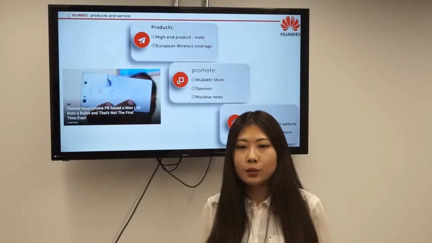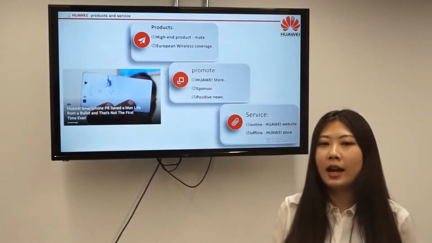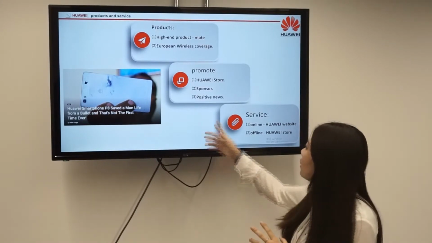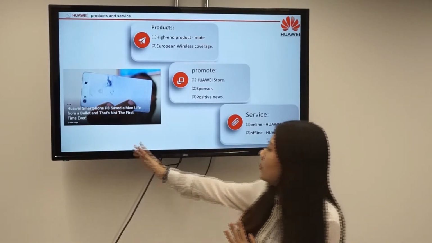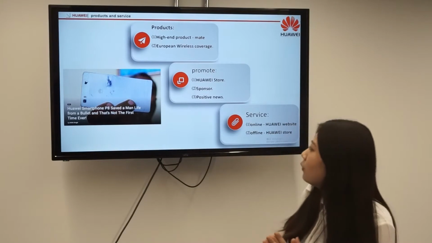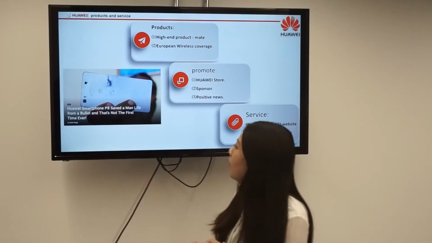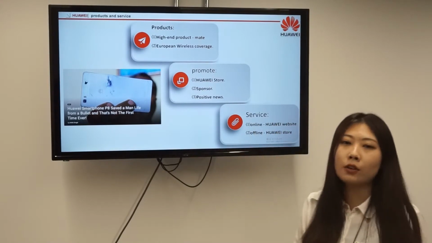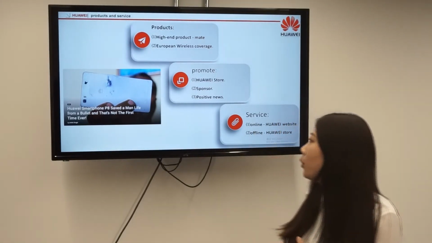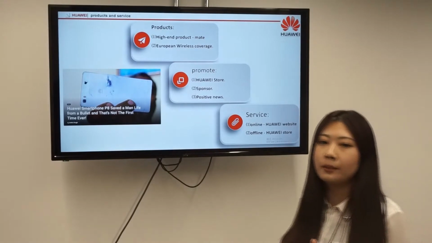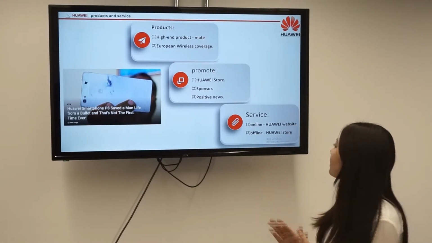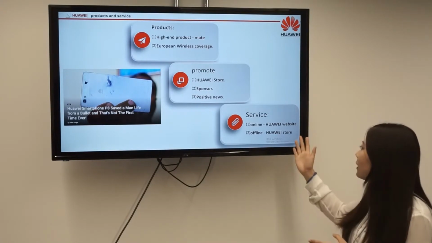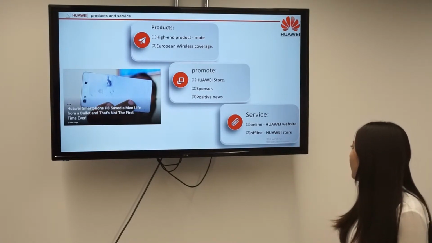We want to keep large population quality and high transmission efficiency. And for the positive news, we can see the picture here. Huawei smartphone P8 saved a man's life from a bullet, and that's not the first time ever. So that means our product has high quality. For the service, we have the online service and the offline service, such as here, the Huawei website and the Huawei store.